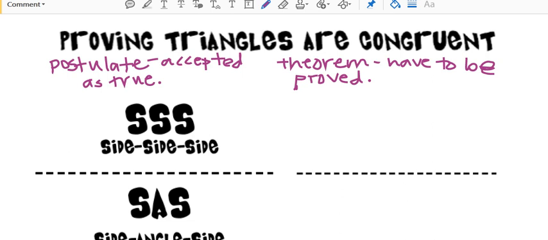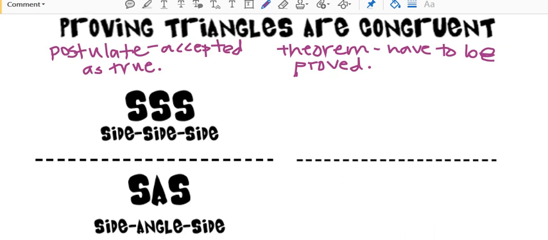So a lot of what this unit is doing is using mathematical reasoning to say why something that you already know is true is true. The first theorem or postulate that we're going to be looking at is one called side, side, side. All of these are used to describe whether two triangles are congruent. Side, side, side is a postulate, and we're going to put the definition.